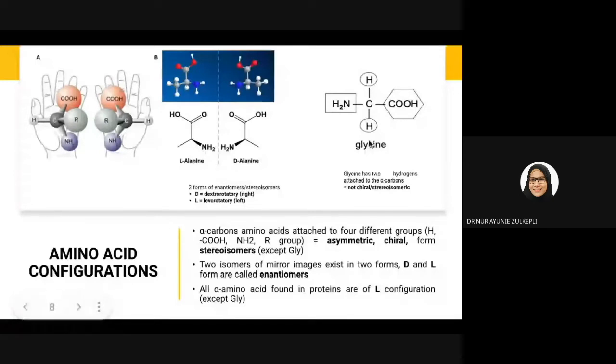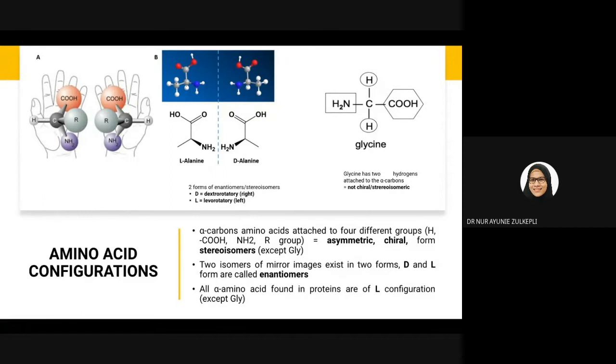So glycine is the simplest amino acid. You can see here, the alpha carbon does not attach to only two, like amino and carboxyl, but it is attached to two hydrogens. It has to be four different groups in order to be a stereoisomer. So if there is a common group together, it cannot form a stereoisomer. It is not chiral or stereoisomeric. So except for glycine, all of the alpha amino acids found in protein exist in the L configuration. Okay, so far clear everyone?